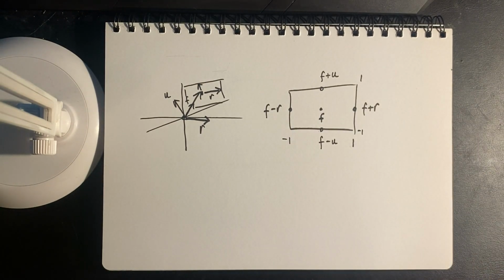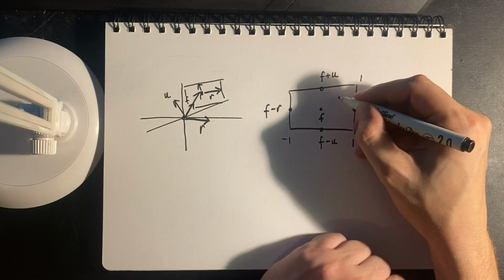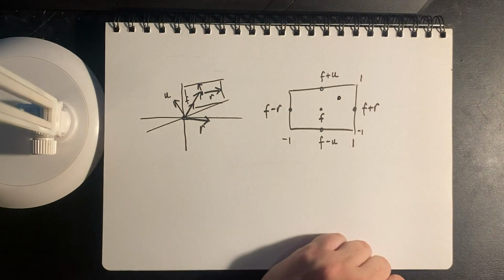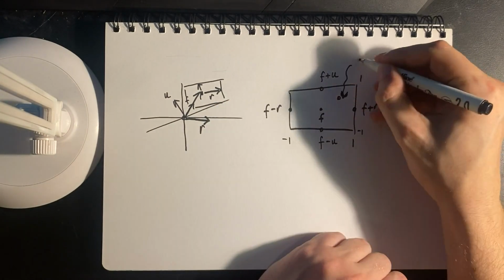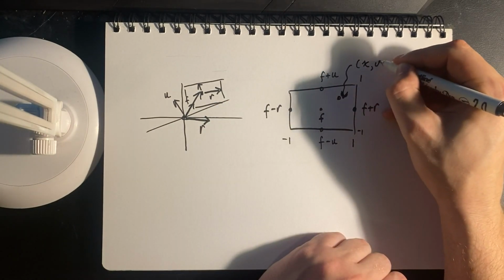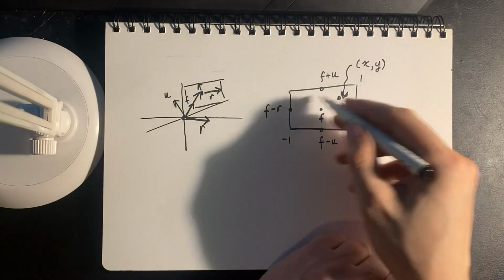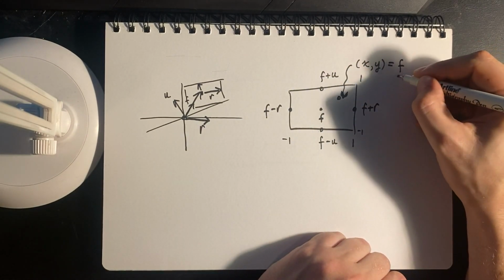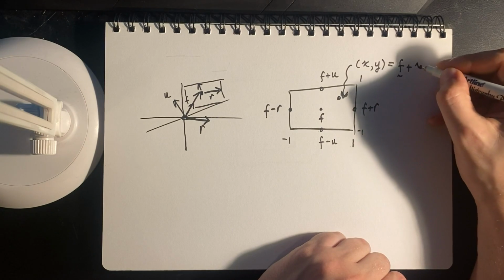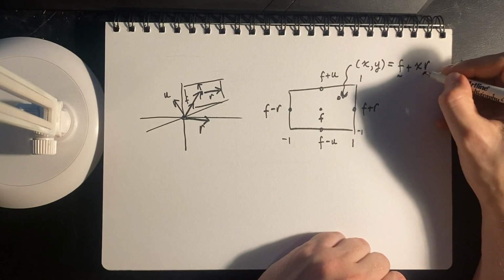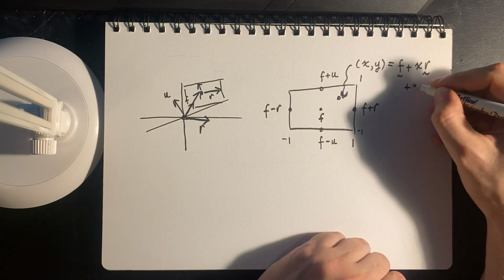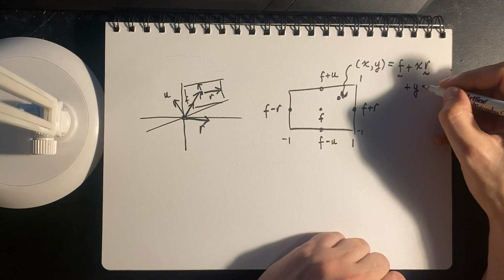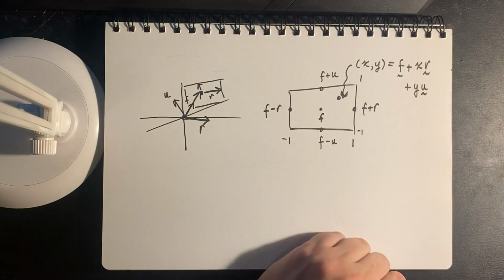And hopefully you can see where I'm going here. So for any random position on a quad on the screen, that will have coordinates x and y. We don't know what they are, but they're somewhere on here. And the vector going through that will be the camera's forwards vector plus the x coordinate times the camera's right vector plus the y coordinate times the camera's up vector.